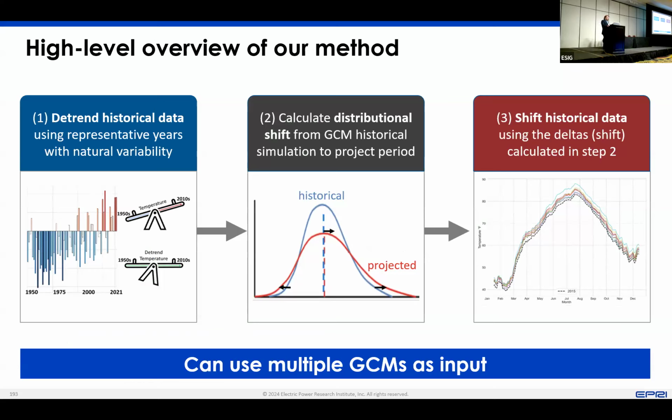So we take the historical data set. In these examples, I'll be talking about using ERA5, though you could in theory use other historical data. You would detrend it, a pretty standard approach. Then from the climate models, we would look at the distribution of that data, and we would look at both their historical simulations compared to the projected period. So if you're looking at the last 20 years, and then you look at a projection going out to 2030, you look at the distributions there, and you look at the change in that. And then step 3 is applying that to the historical data to shift it.